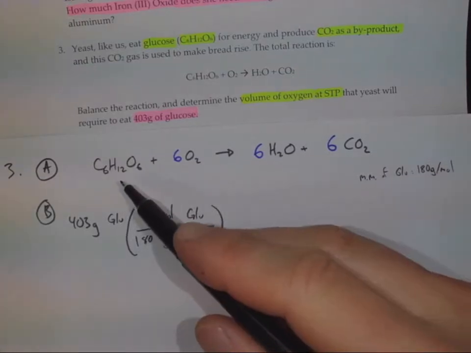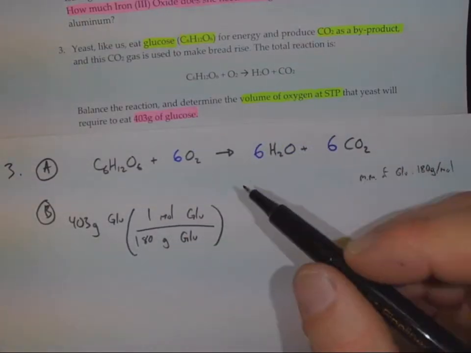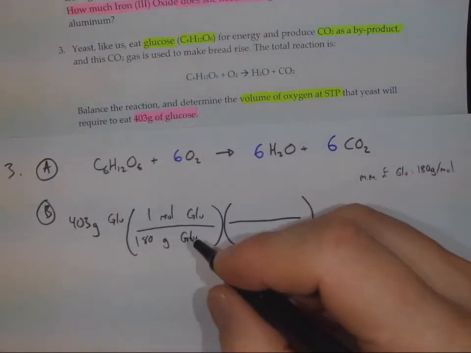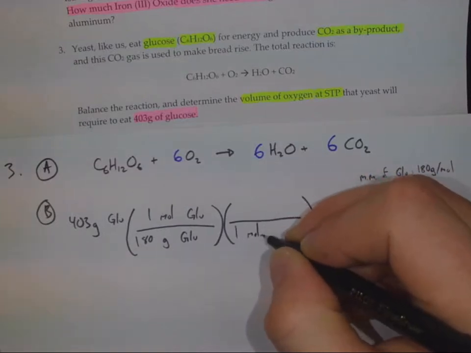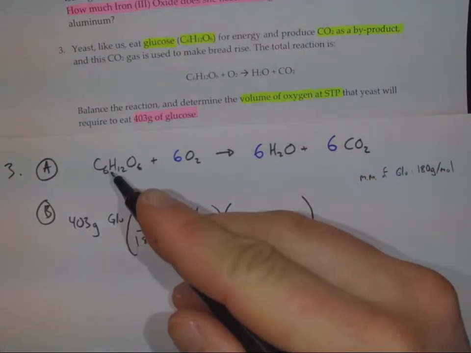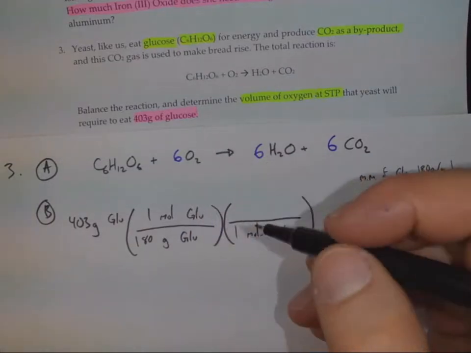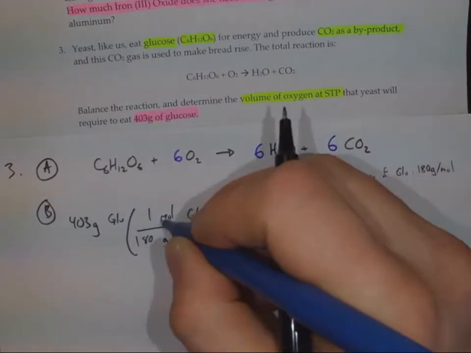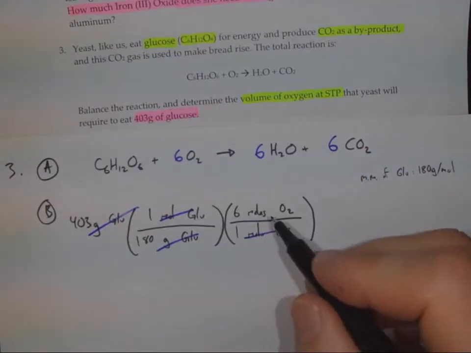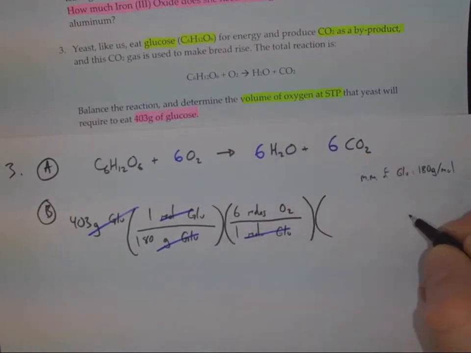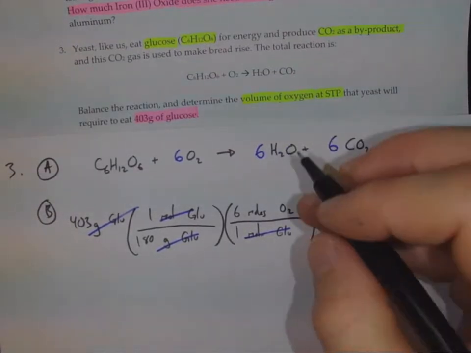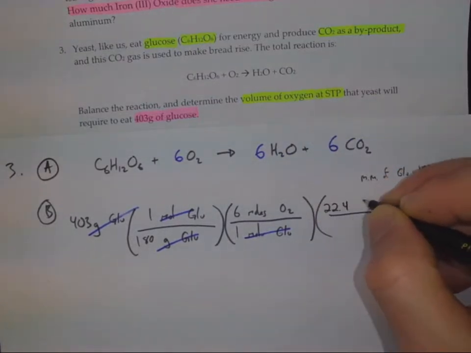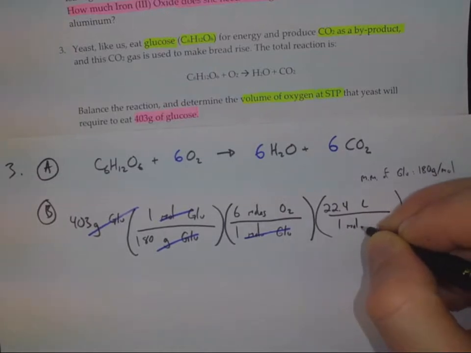Okay, and now what do we ask for? We actually ask for the volume of oxygen molecules. So it looks like that's a 1:6 ratio. For every 1 mole of glucose, you get 6 moles of oxygen. So we get 6 moles of O2. And now we're asked to find the volume of oxygen. To turn moles into volume at STP of a gas, we multiply by 22.4 liters for every 1 mole of O2.